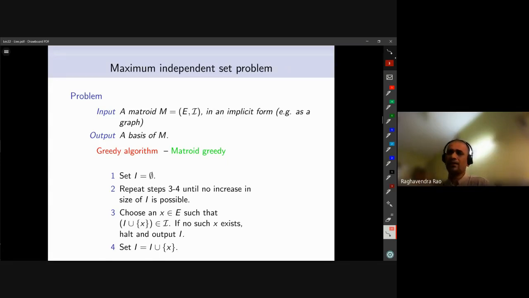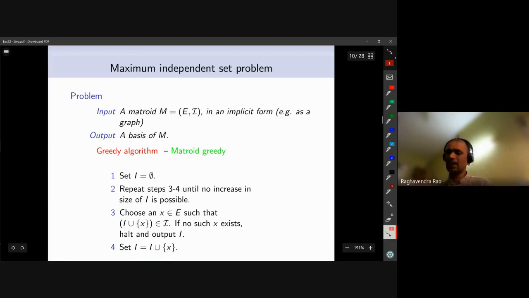There is no weight as such given to us. So it could be minimum index or whatever. But we'll just say choose an x, whichever fits the best, such that if you add x to our independent set being built, this remains independent, then you keep on adding it. If no such x exists, you halt and output I. Otherwise, you add x to I and proceed.